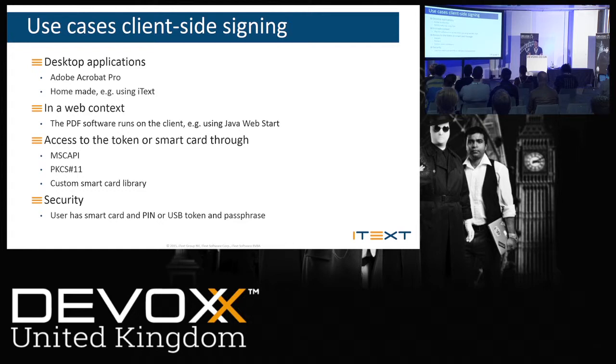Very cool use case is that a university in my country provides housing for the students, and the student can sign the contract for the leasing agreement for the house, for the little apartment that he gets from the university. And it's all done through iText with smart cards and the smart card library that we also provided.